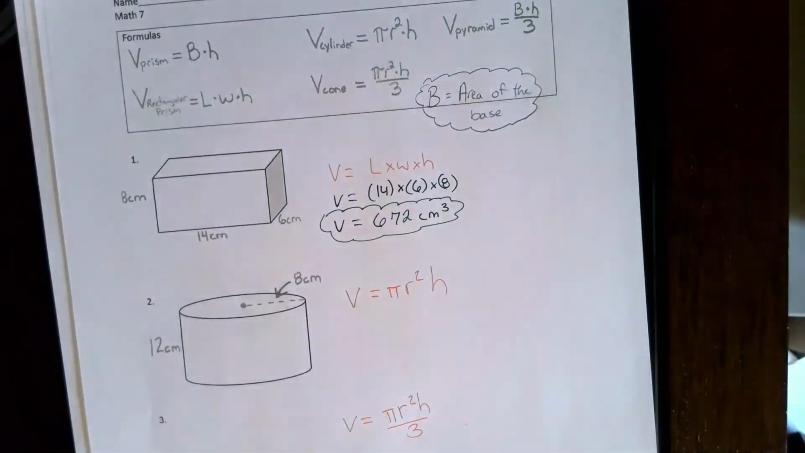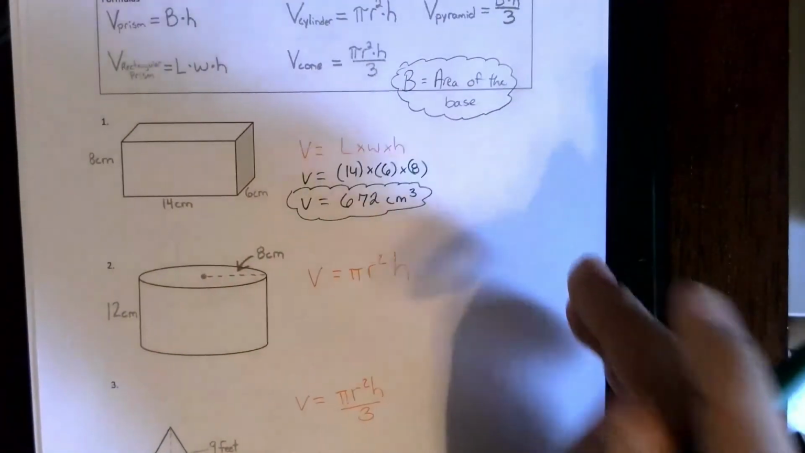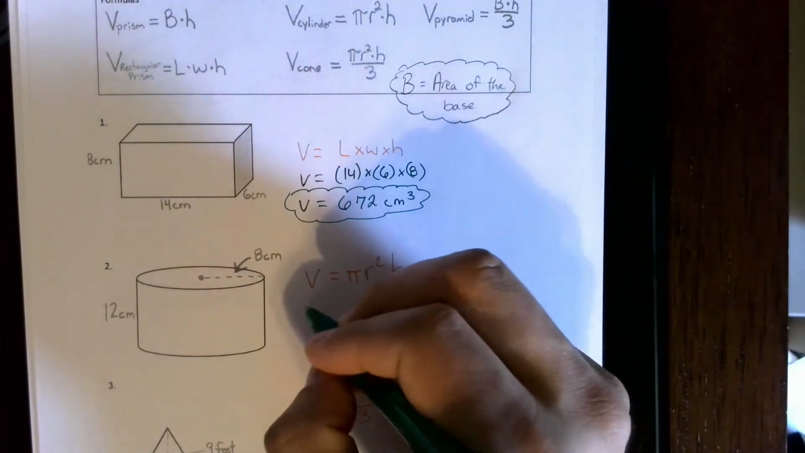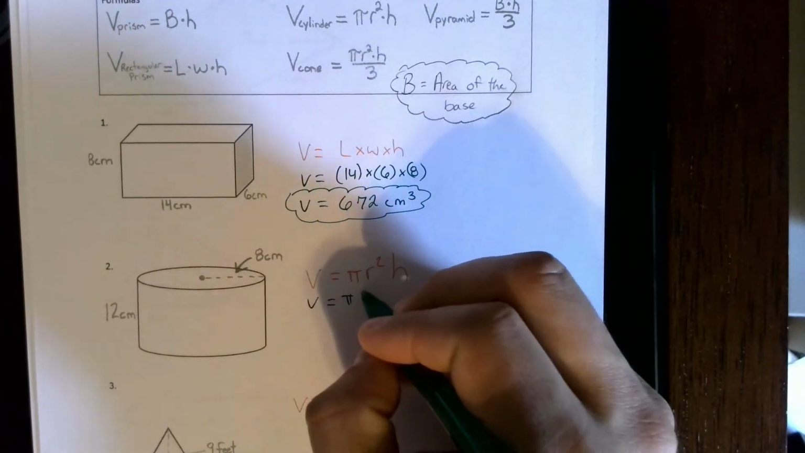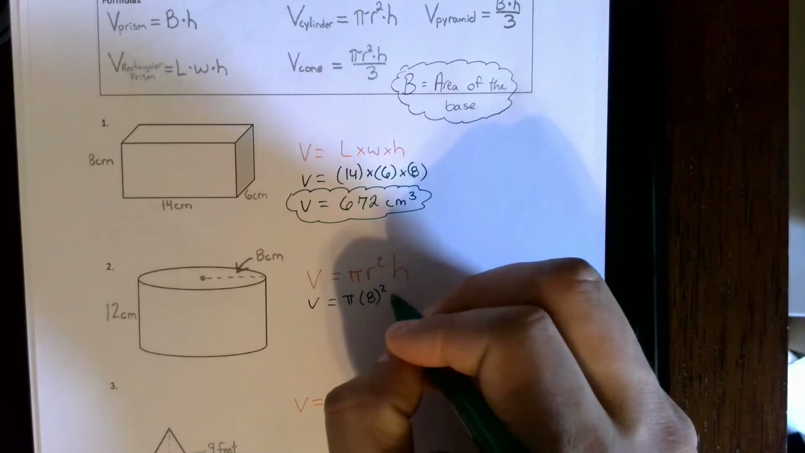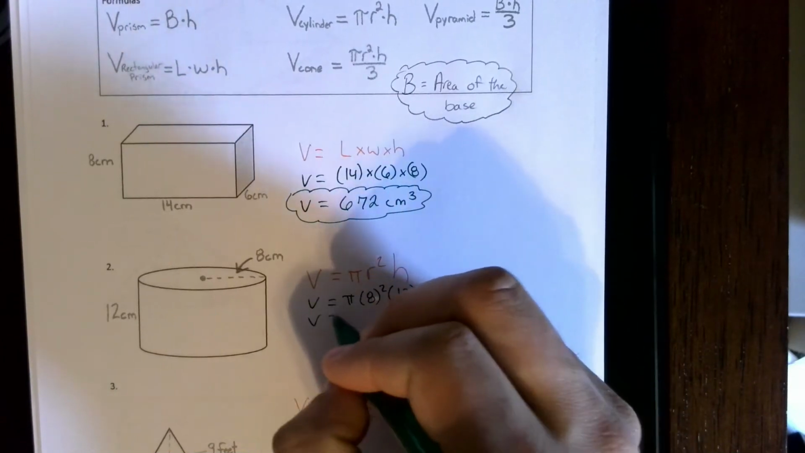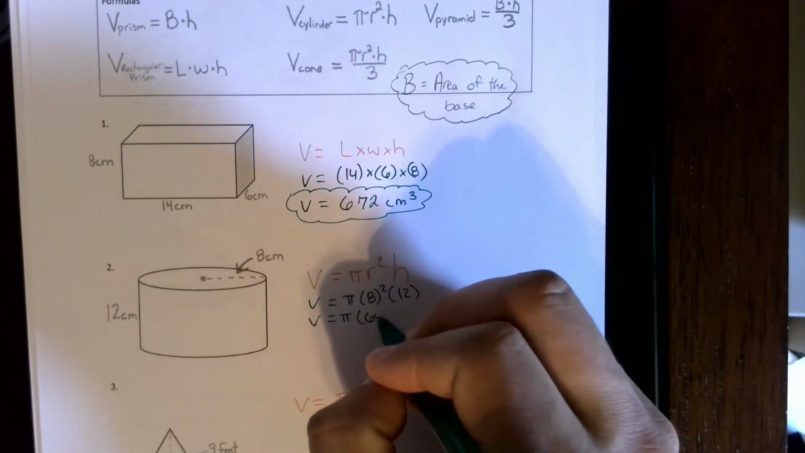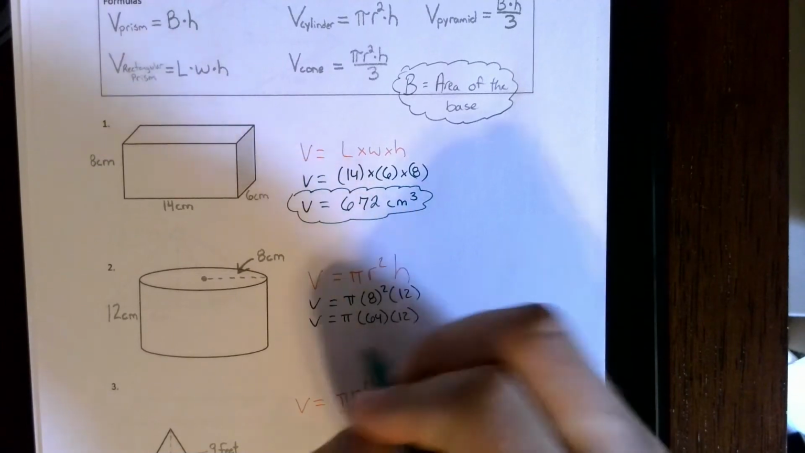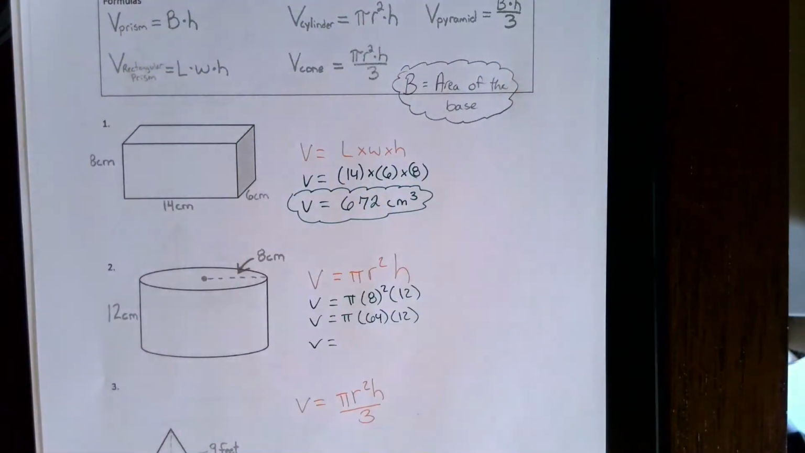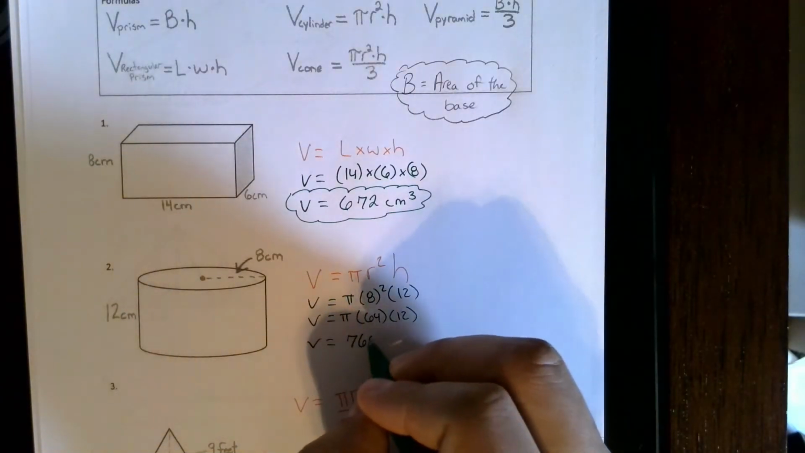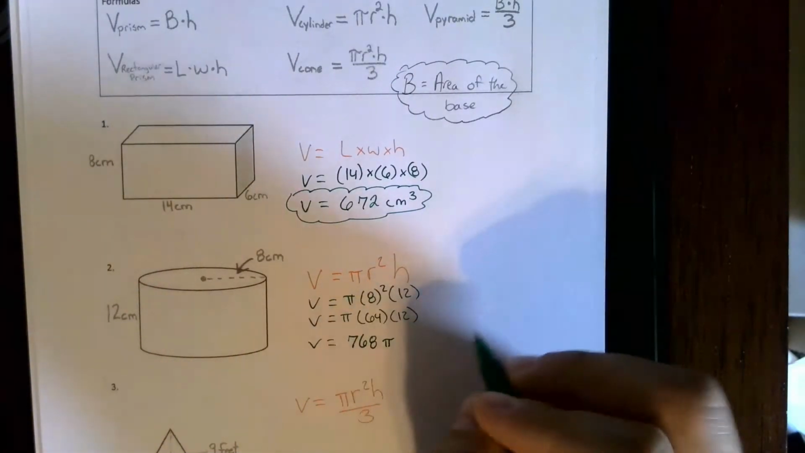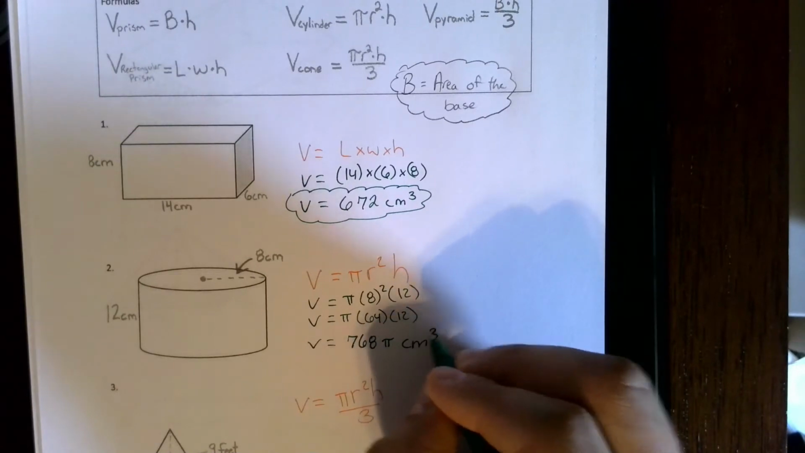We're going to continue to do in terms of pi for any of the cylinders and cones. So for number 2, we plug in pi times 8 squared times 12. 8 squared is 64. We're going to leave pi in there, so we just have to do 64 times 12. You get 768 times pi cubic centimeters, or centimeters cubed.